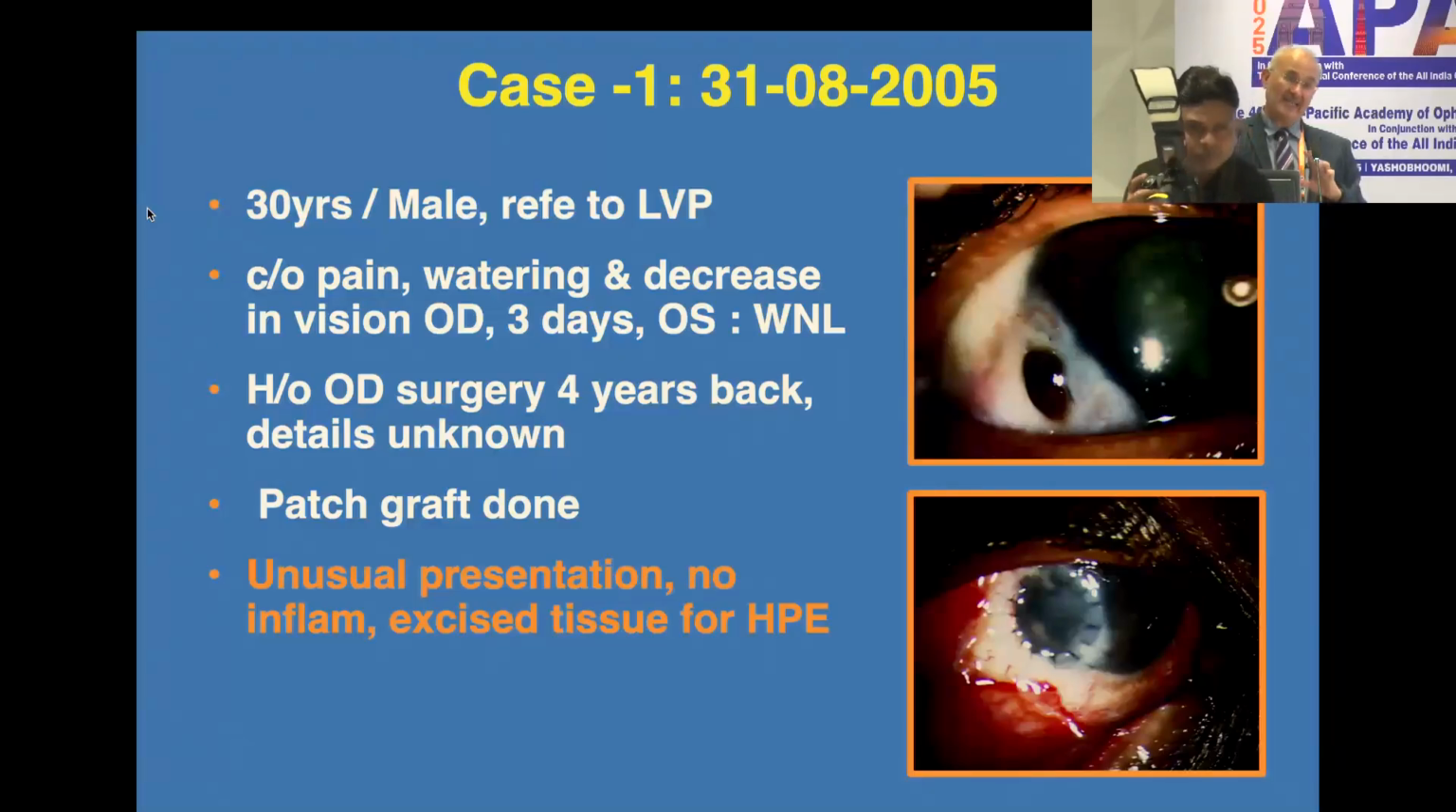At that stage I was very young, I had just started my career, and I also did not know what it was. When I was doing the patch graft surgery, the feeling of the tissue was so unusual. I kept saying to my fellow, this feels very strange, something is wrong. Then we sent everything to pathology, and it turned out to be a carcinoma. I will show the rest of the story in my presentation.